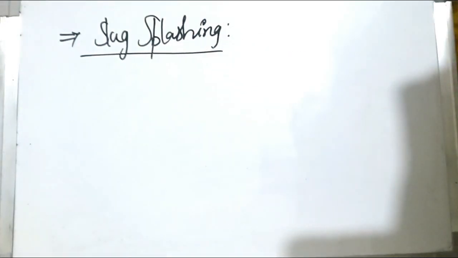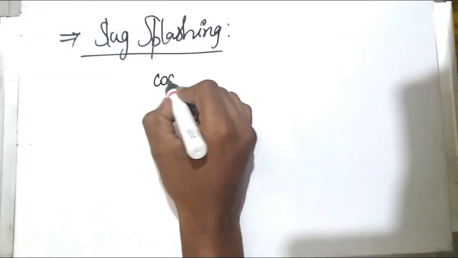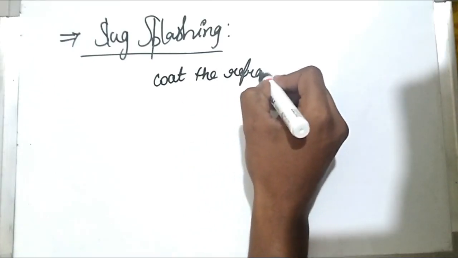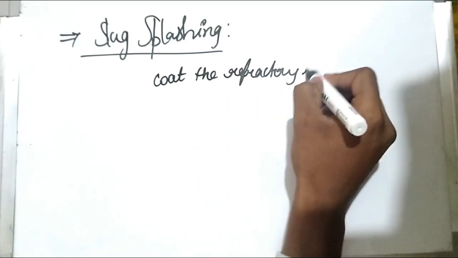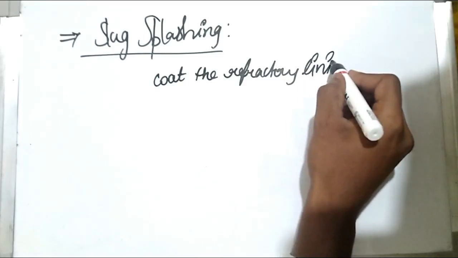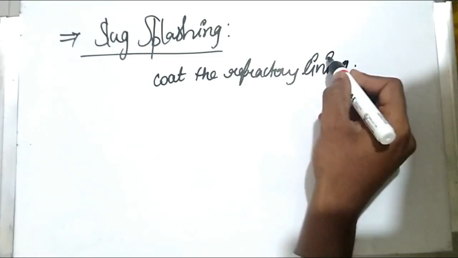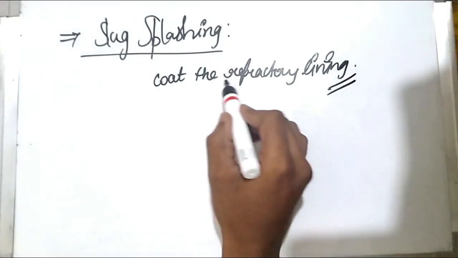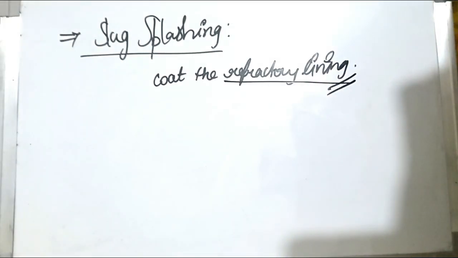So what is this slag splashing? Slag splashing is nothing but the splashing of the slag to coat the refractory layers, to coat the refractory lining. Okay, so this has become one of the standard practices in order to increase the life of this refractory lining.